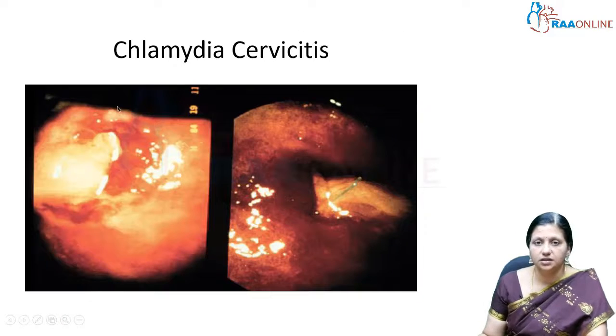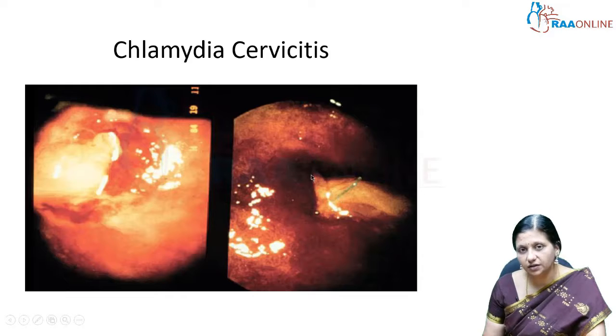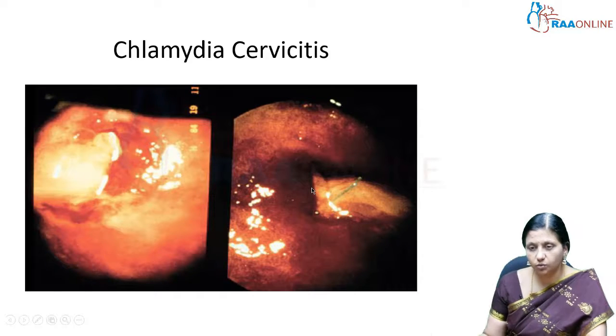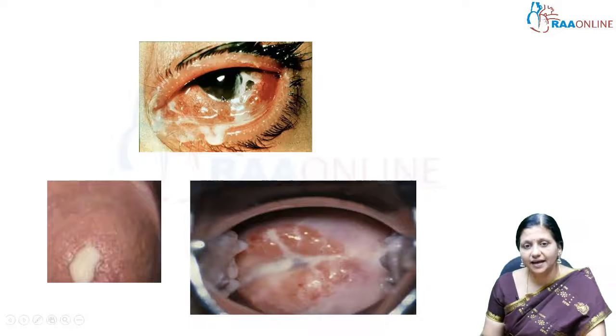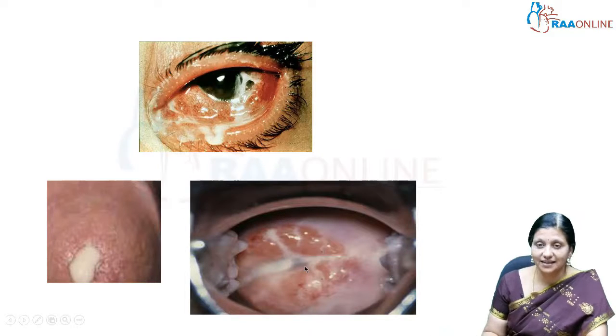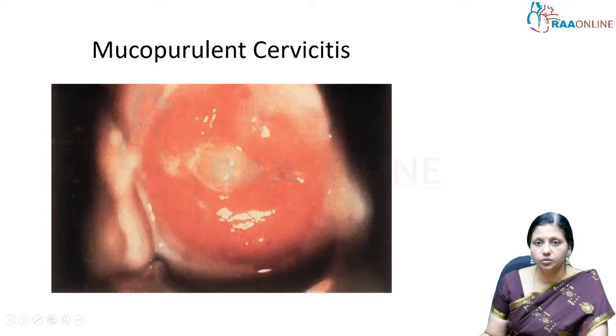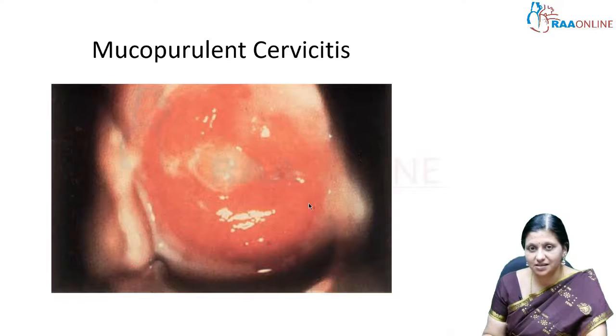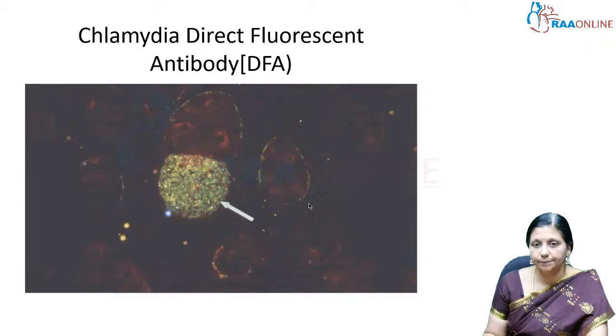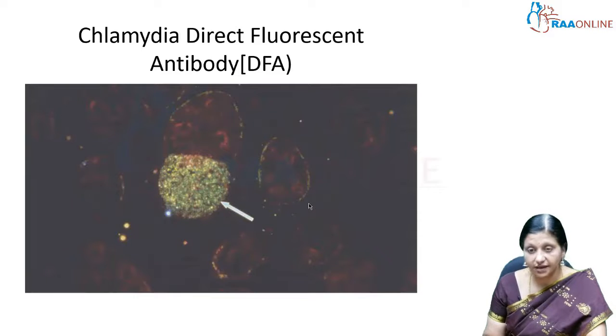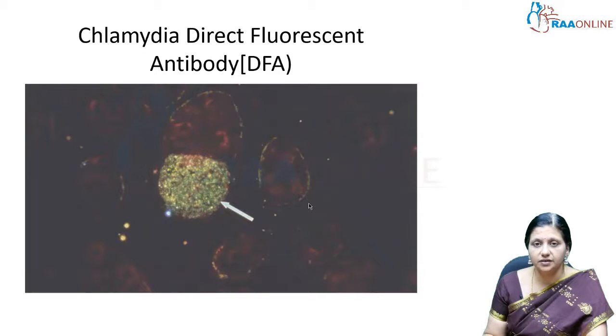Now this is the mucopurulent discharge of Chlamydia, which is typically mucopus, and Chlamydia can cause other kinds of symptoms like chlamydial conjunctivitis, chlamydial balanitis, and chlamydial cervicitis. Now this is the mucopurulent cervicitis of Chlamydia, which is inflamed and pus discharging, and this is the fluorescent antibody testing used to detect Chlamydia in the cervical secretions.